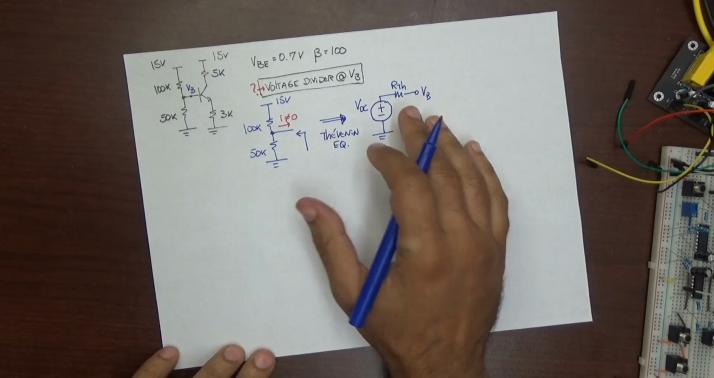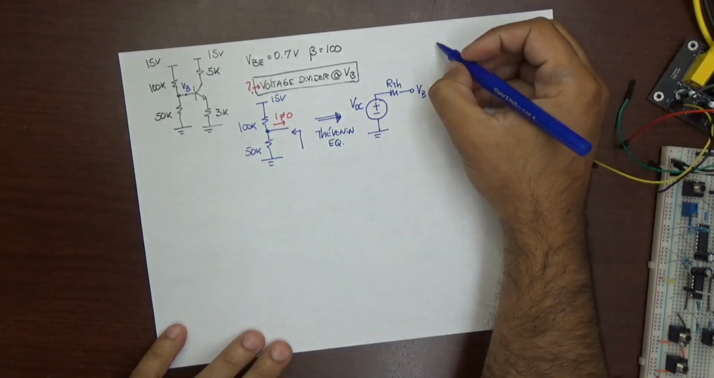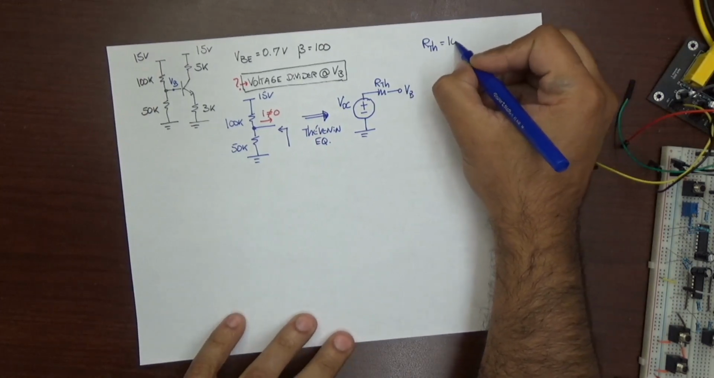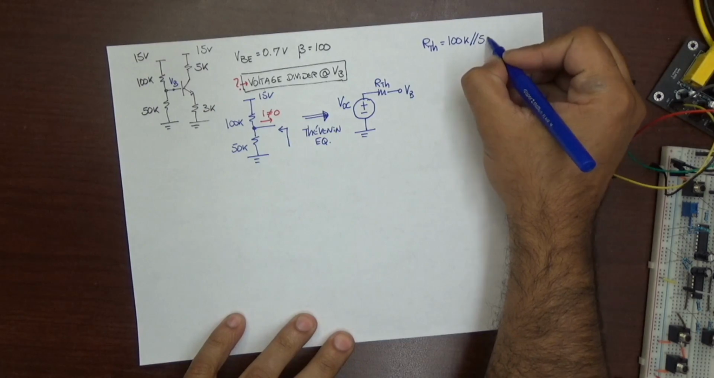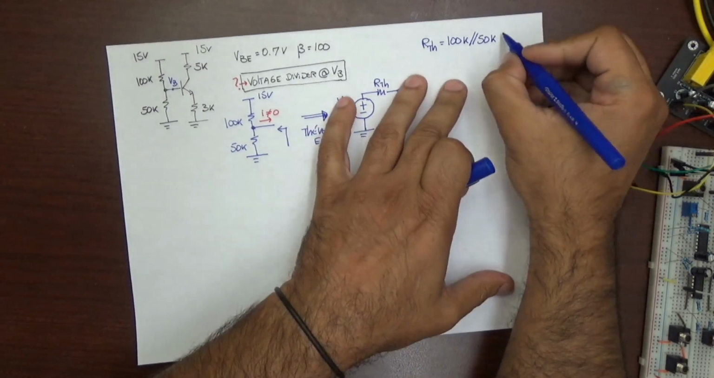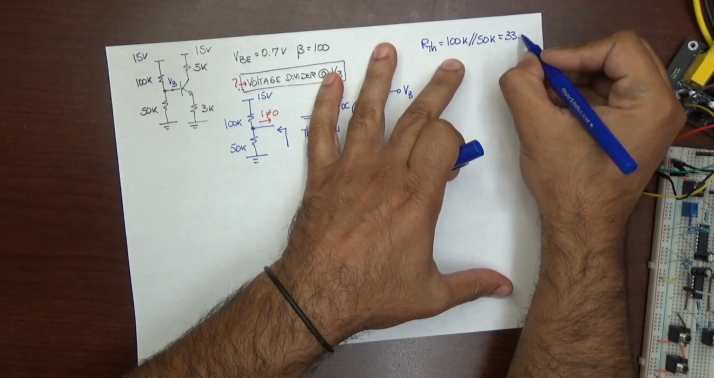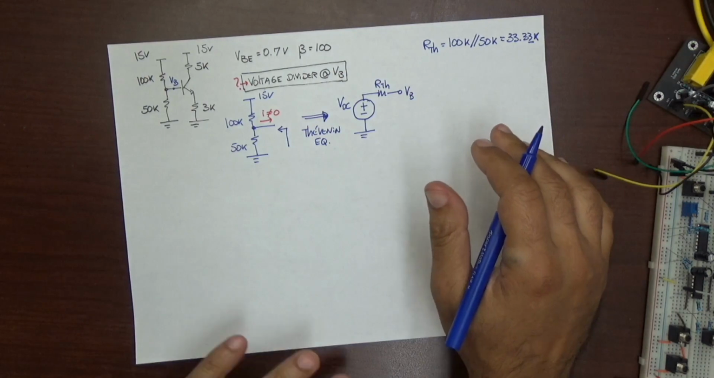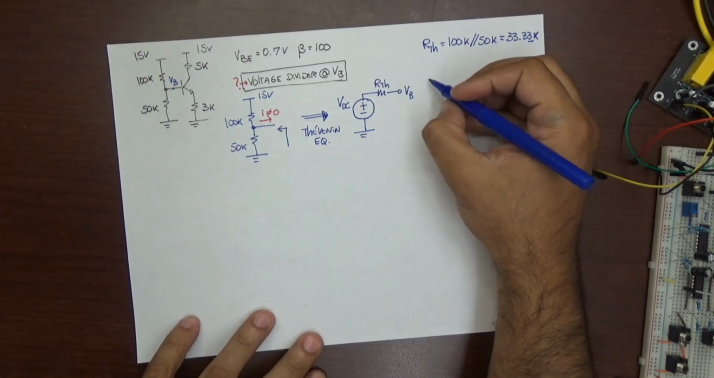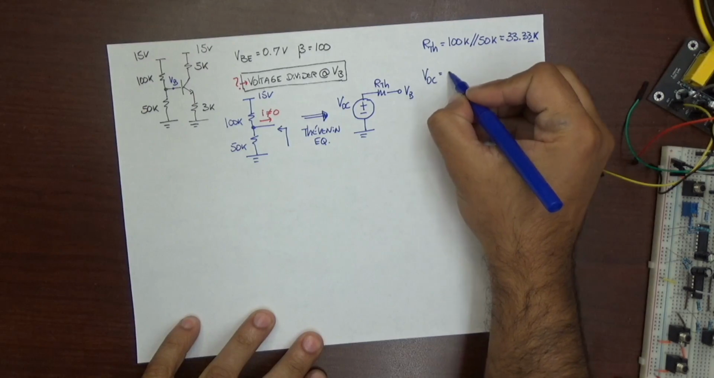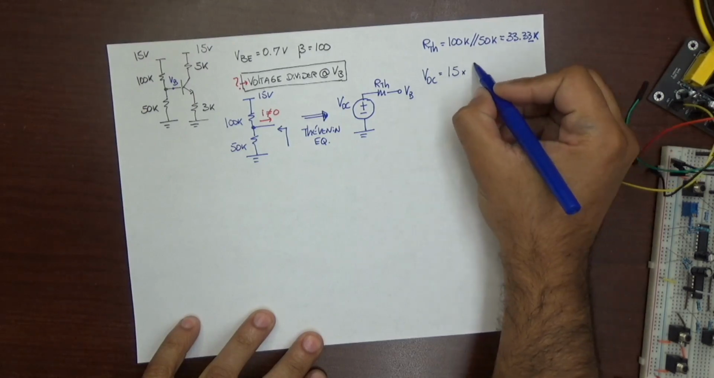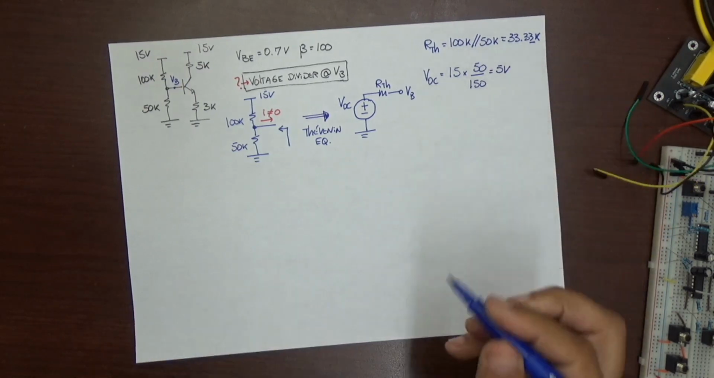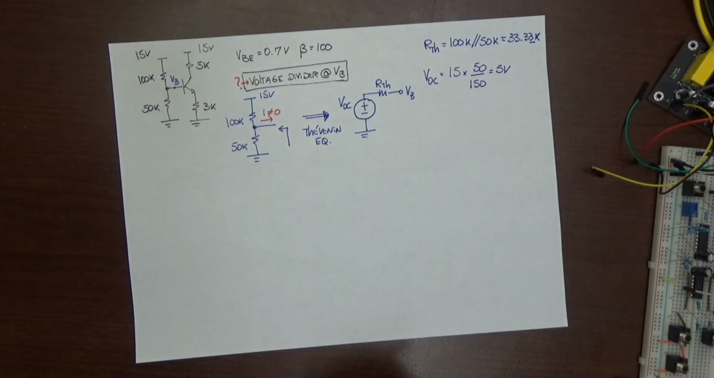Our Thevenin resistance is going to be equal to the parallel combination of the 100K and the 50K. In order to do this, we short circuit all the voltage sources, and this gives you a value of around 33.33K. And the open circuit voltage is going to be the voltage divider of your 15 volts times 50 divided by 150. The K's cancel out and you get 5 volts as the open circuit voltage.